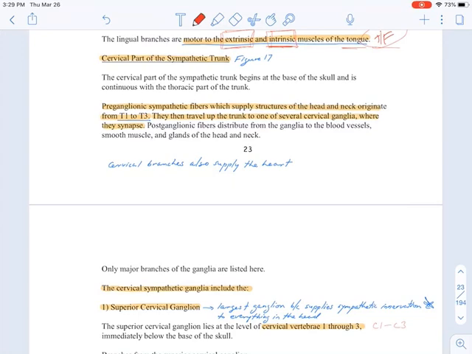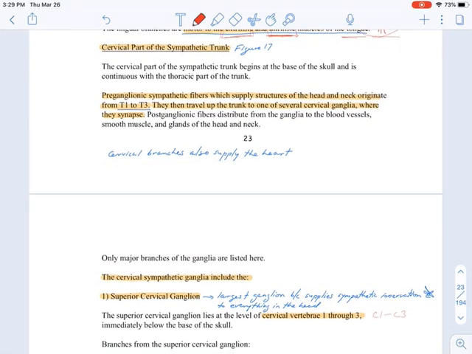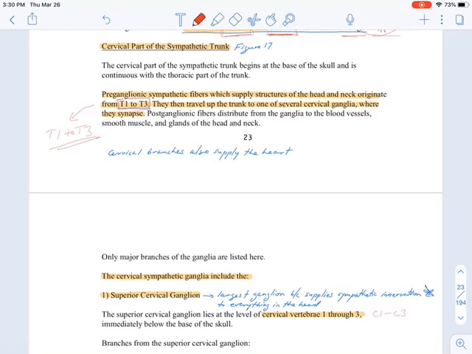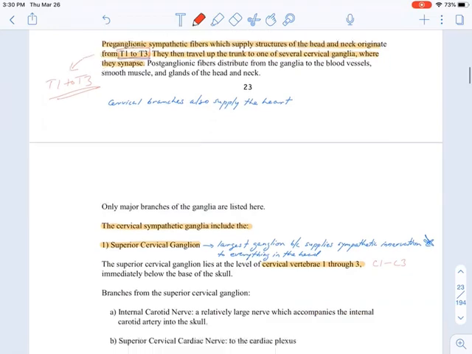We get into our cervical part of the sympathetic trunk. Preganglionic sympathetic fibers, which supply structures of the head and neck. So this cervical part of the sympathetic trunk is coming from T1 to T3, and then it'll travel up the trunk to your cervical ganglia where it synapses.